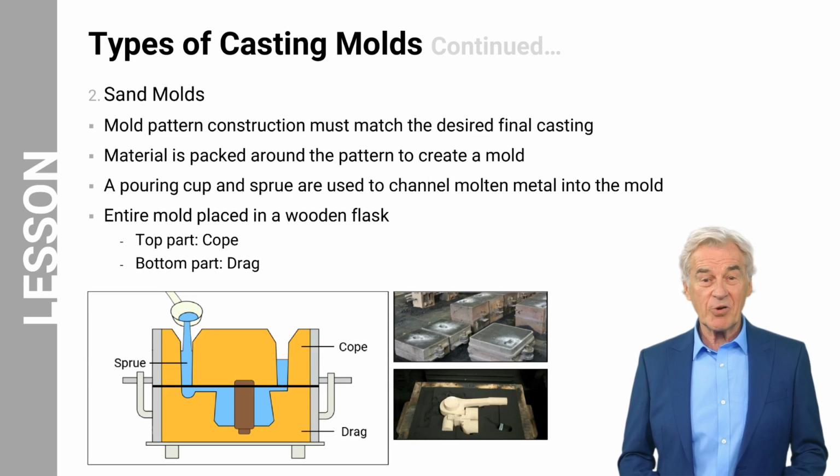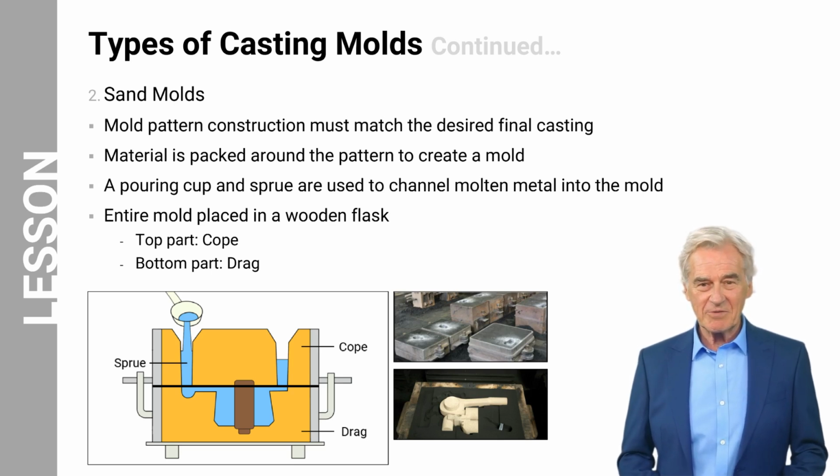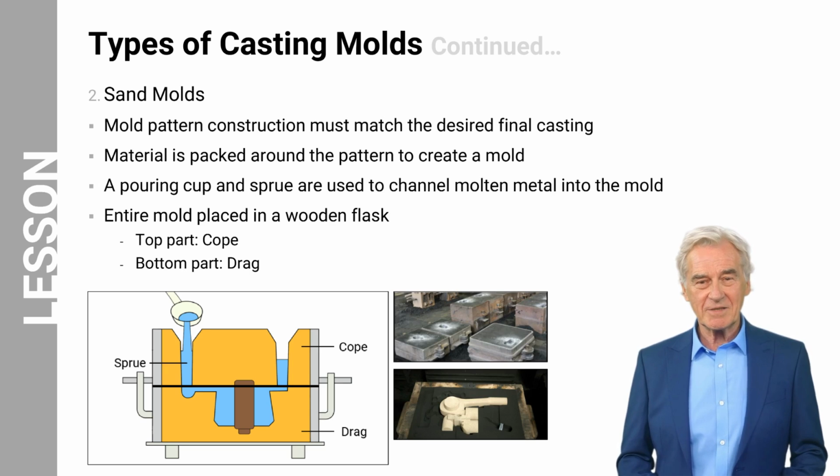When using sand molds, the casting process starts with the identification and construction of the pattern. The pattern will be a rough sketch of the final casting. The molding material is then packed around the pattern, and then the pattern is removed. The entire mold is placed in a rigid wooden frame called the flask. In two-part casting, the top part of the flask is known as the cope, and bottom part is known as the drag.